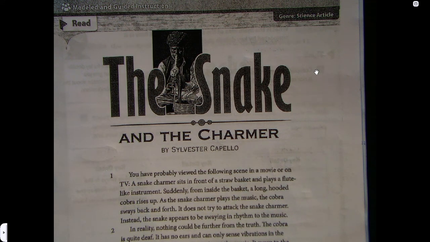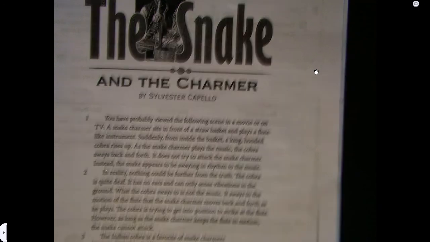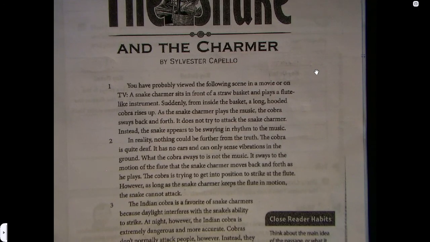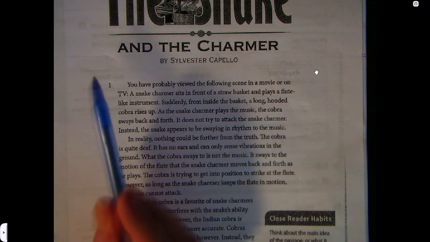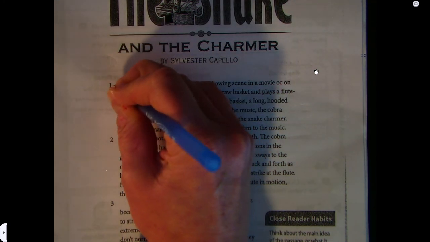The next strategy we have after we think about the title and look at any pictures is we are going to break this text apart into sections. Yesterday, we broke it apart into sections because we saw some spaces. This text is a little different. If you'll notice, there are some numbers on the side. The numbers are there to identify paragraphs. This is paragraph 1.